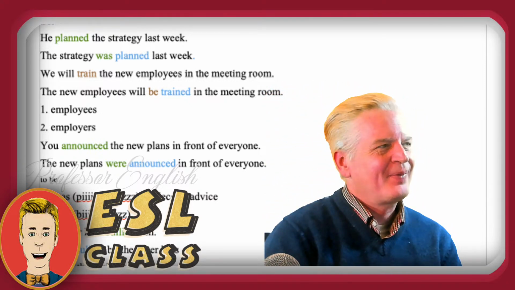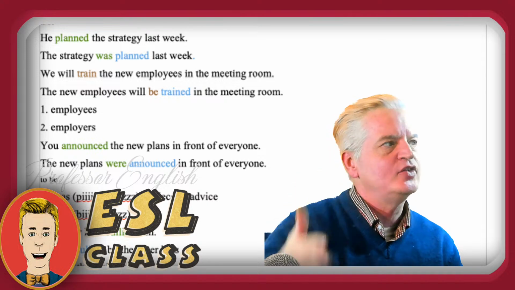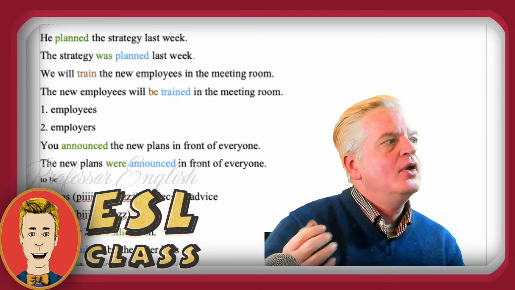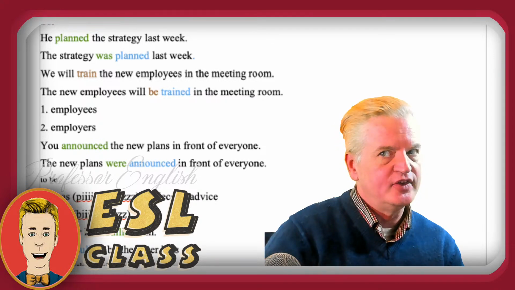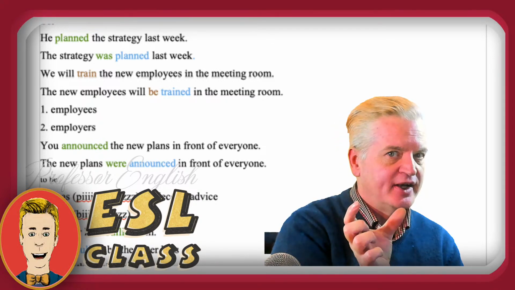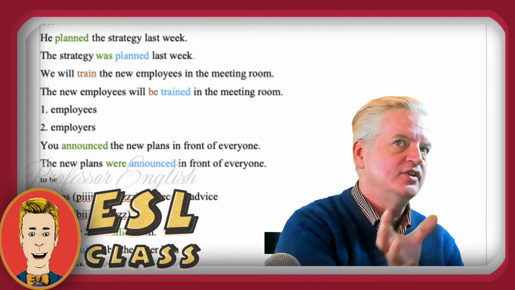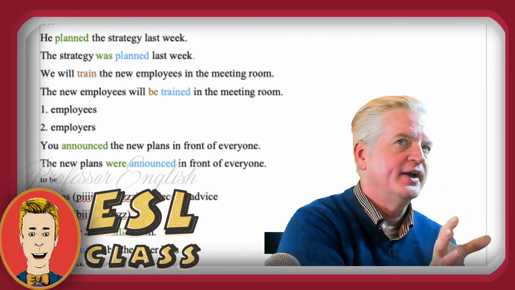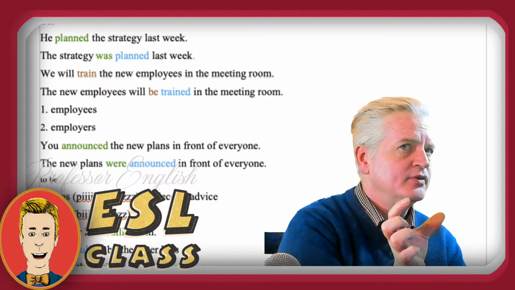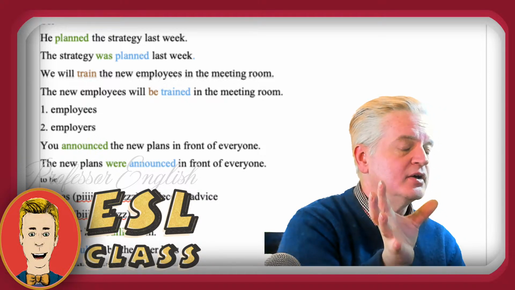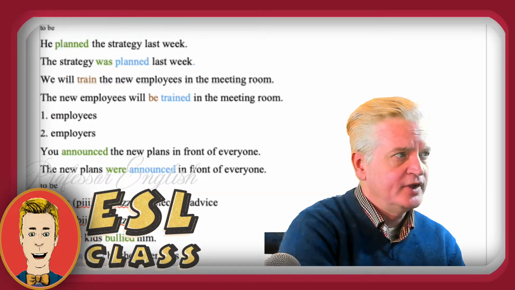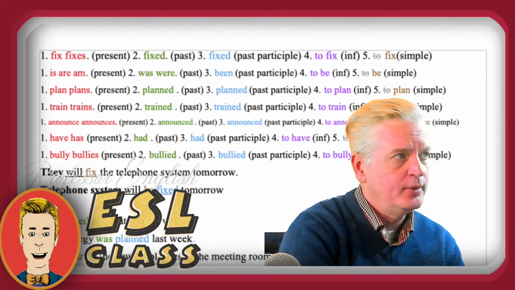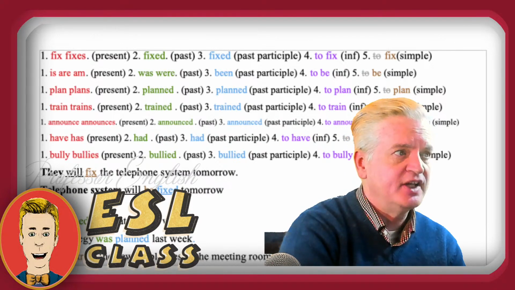Let's start over. Our sentence is, he planned the strategy last week. If you want to focus on the object, what is the object in that sentence? The strategy is the object. If you want to make a passive voice sentence, if you want to focus on the object, then you take the principal verb, it's the only verb here, planned, and you must change it to blue. You always change the principal verb to blue. What is the blue form of planned? It's the same, it's planned.